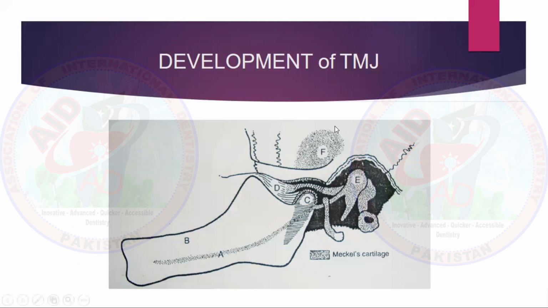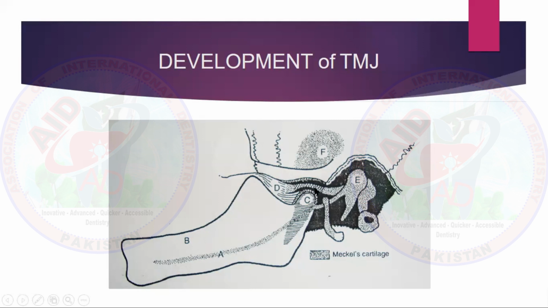You see, this area is of temporal bone. This is coronoid process. This is body of the mandible. This is the Meckel's cartilage going on. This is the condylar head. This is articular surface of the temporal bone. This is the cartilage. This is the articular surface of the condylar bone or condyle.